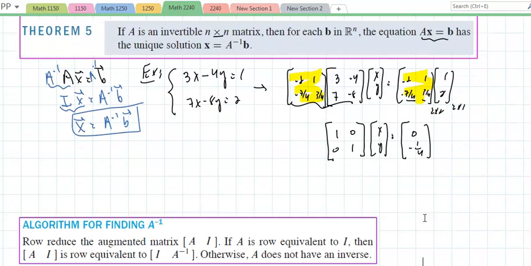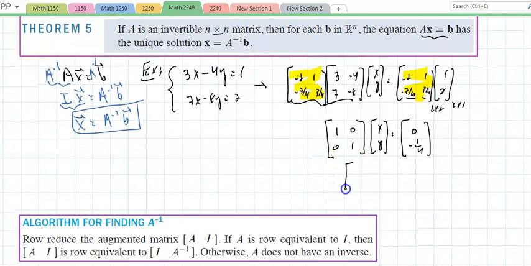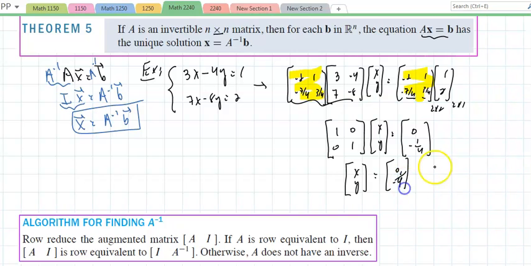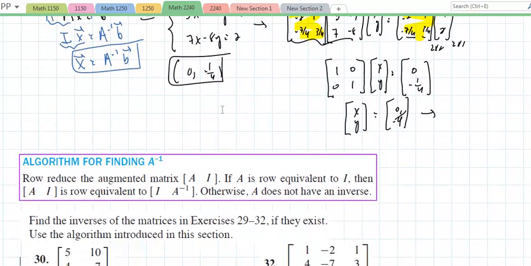And we know that the identity times any matrix is the matrix, in this case the vector, and that's how I find the solution. I'll say the solution to this system is 0, negative 1. So this is the idea.